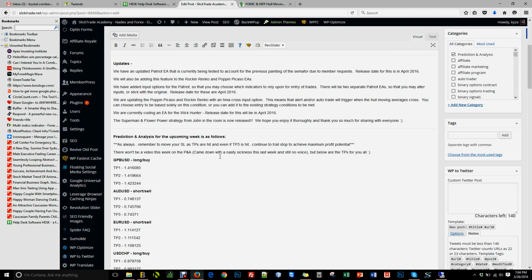For the Patriot, since there is the Semaphorce and the Patriot, there are some different things that different members prefer over others, so we're going to have added input options for the Patriot so that you can base your entry on what you want. Kind of like the Pop and Picasso is, and like the Rock and Renko is. You have more options if you want them, and if not, that's absolutely fine. You can just keep it based on the strategy itself, the way that it was meant to be. Okay, that should also be released here in April.